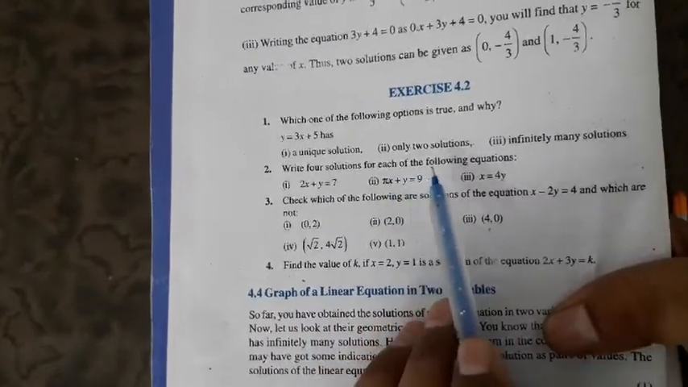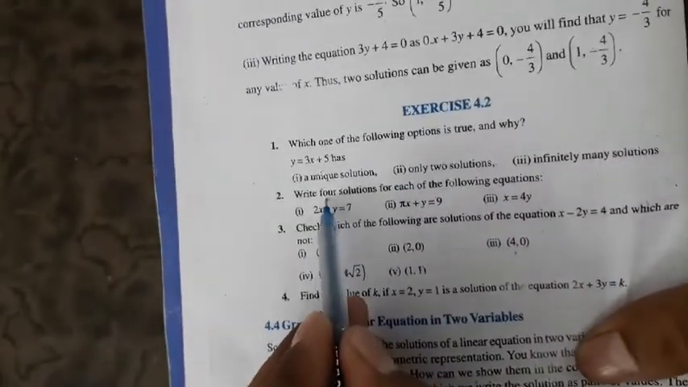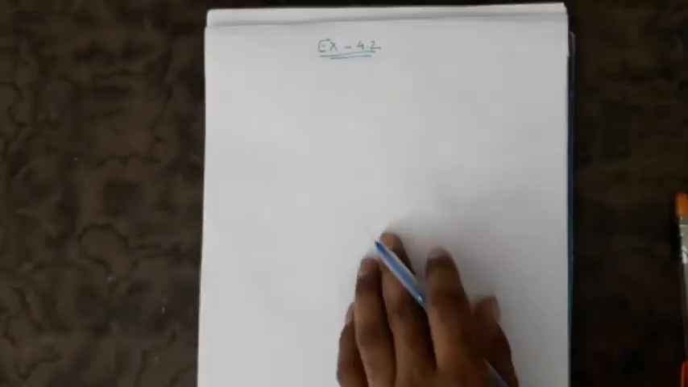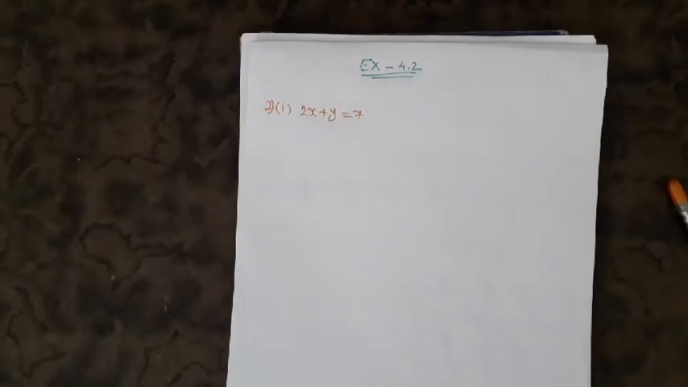The second one is: write four solutions of each of the following equations. We have to find four solutions, meaning four values satisfying the given equation. Let us take the first question: 2x plus y equals 7, and we have to find its four solutions. For finding the solutions, you have to take four different values according to you. It is up to you, whatever you want, you can take instead of x or instead of y.